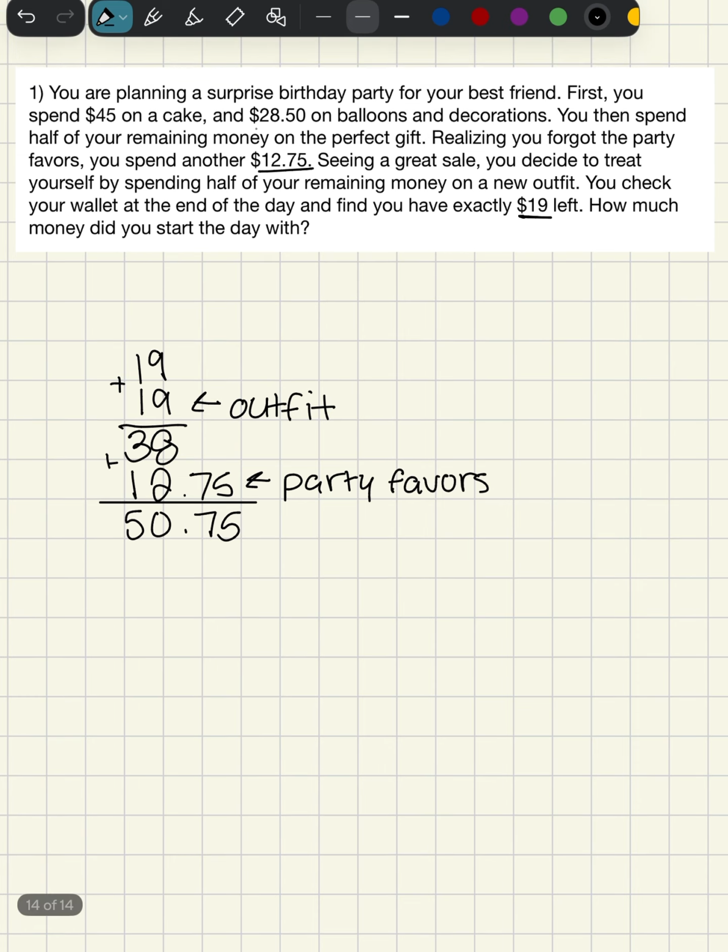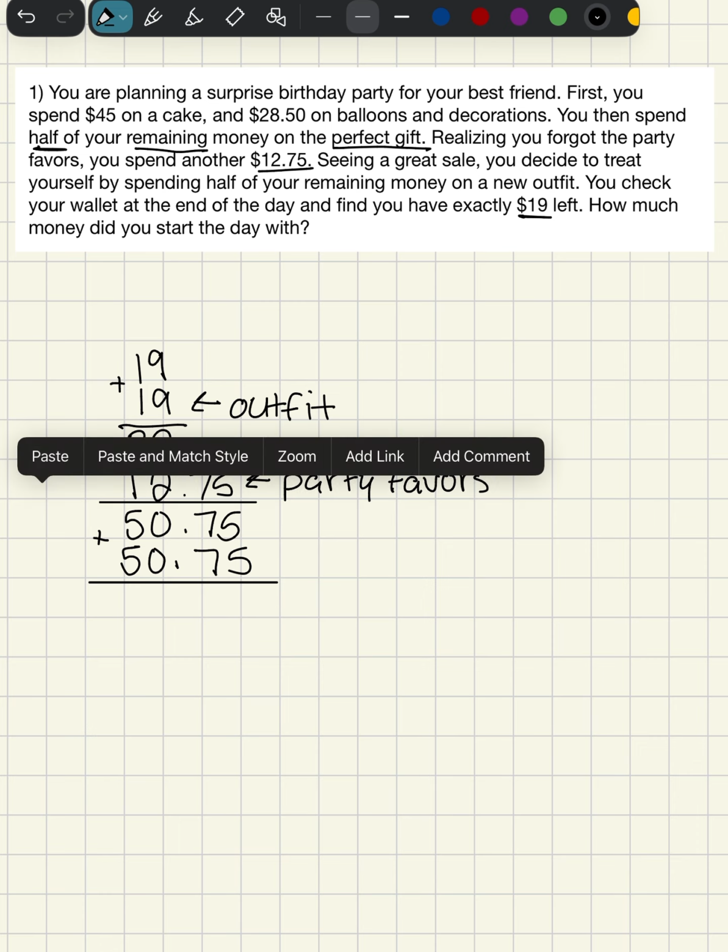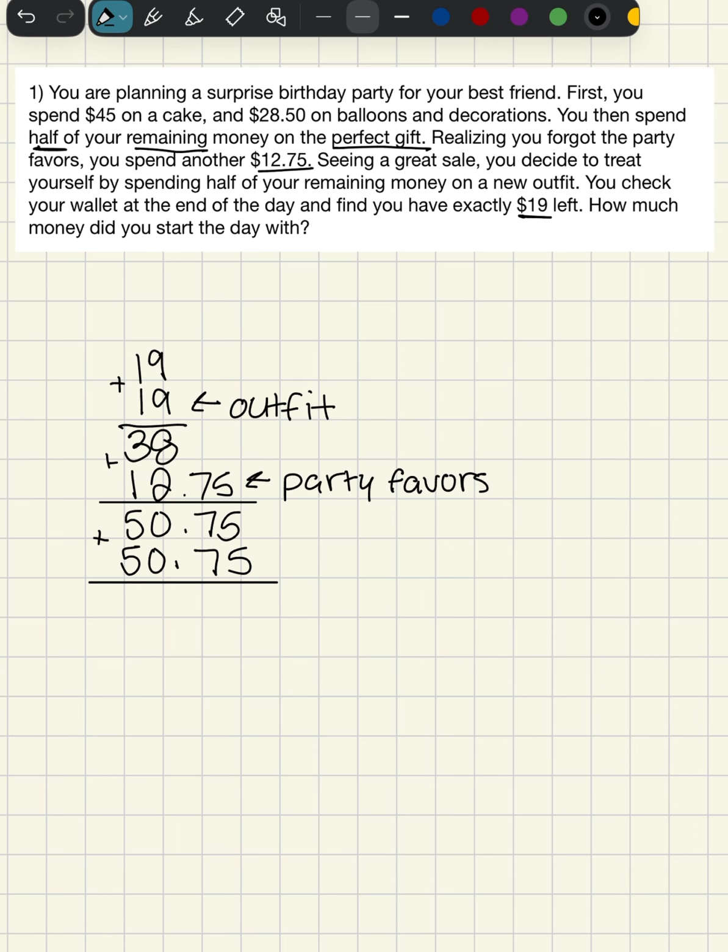Next, we're going to find what we did right before buying party favors because we're working backwards. It says we then spent half of our remaining money on the perfect gift. So now, if we spent half of what we had remaining, that means we spent double what we had left after spending it. So we're going to take what we had left after spending money on the gift and add it back. So $50.75 plus $50.75, which what does that equal? Yes, $101.50. Take note of what that was for, which was a gift.